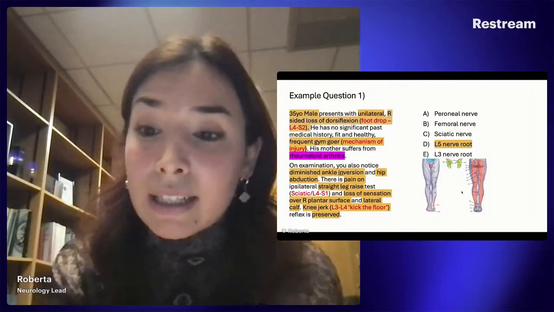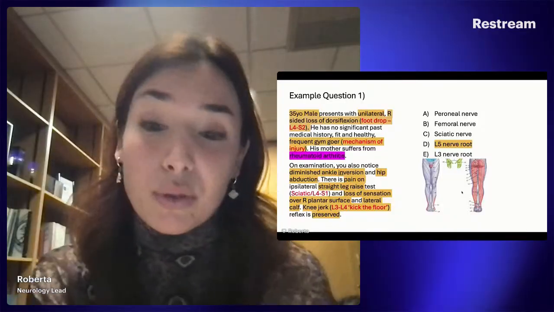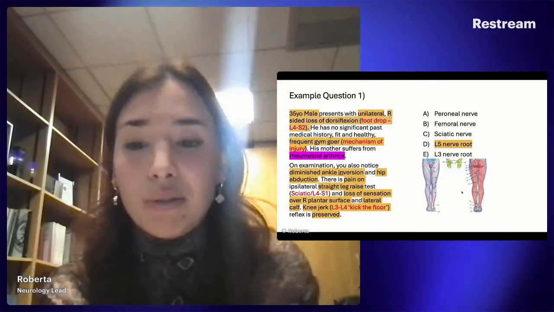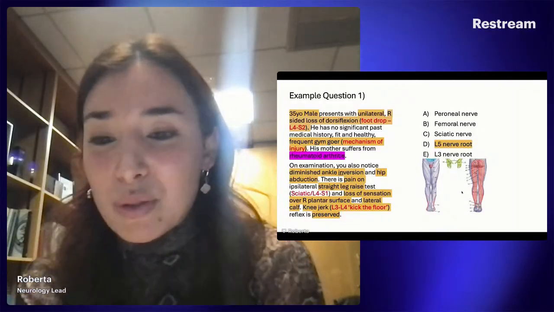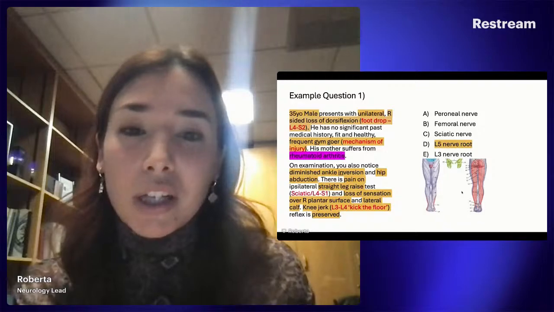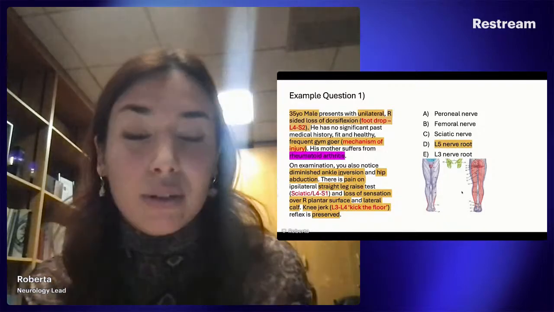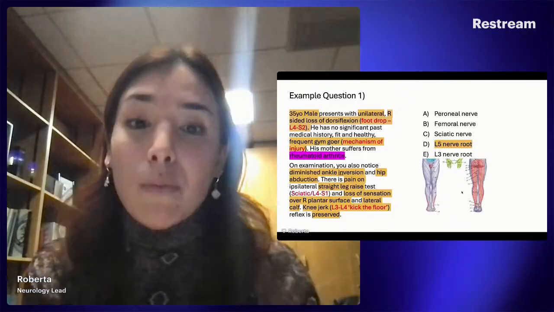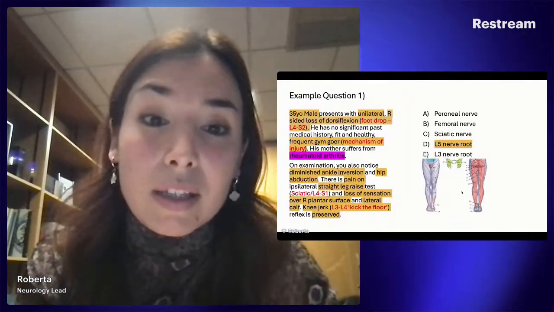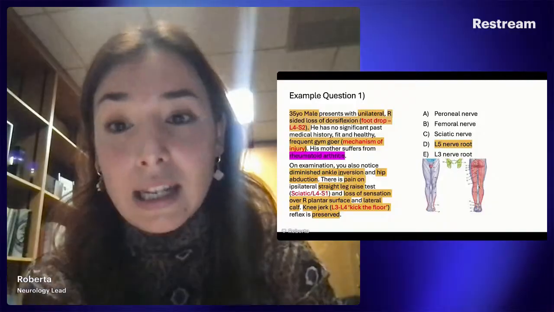And then it tells you finally the knee jerk is preserved. So L3 or 4, kick the floor. This is very much embedded, I feel, in most medical students. So already we can rule out the L3 nerve root, and therefore by that way of thinking, we can assume that it's probably the L5 nerve root that's affected.